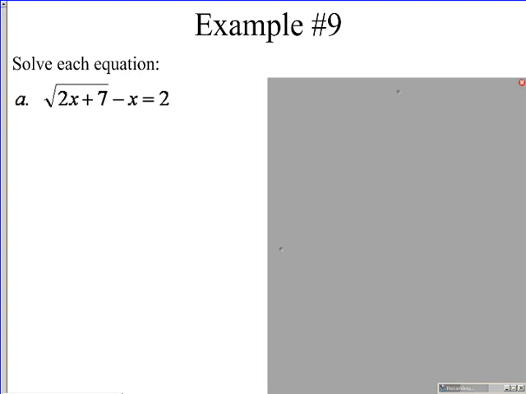Solving equations involving radicals. To solve an equation involving radicals, basically what you are going to do every time is isolate the radical. So in this case, I want to get the square root of 2x plus 7 all by itself. I'm going to do that by adding the x over. Once you isolate the radicals, second step, square both sides. So when I go to square both sides, here is the key.